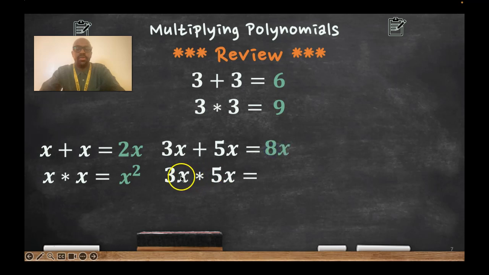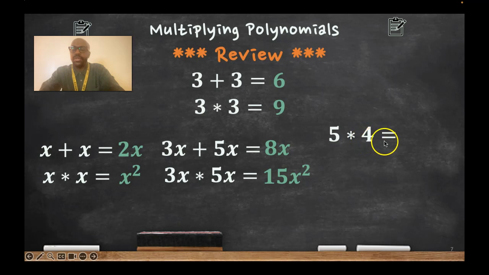And then when we have 3x times 5x, that gives us 15x squared, because you multiply the coefficients, 3 times 5, and you add the exponents for the base. So you have x to the first times x to the first. So that's 1 plus 1, which gives us 2, x squared. Now 5 times 4, we know is 20.